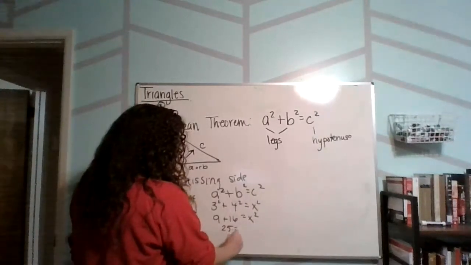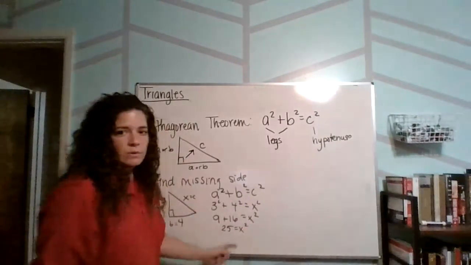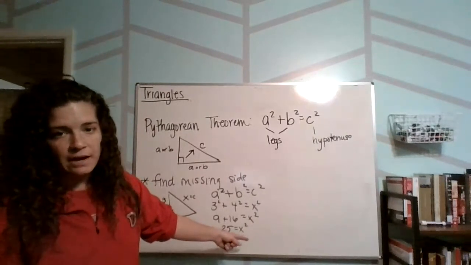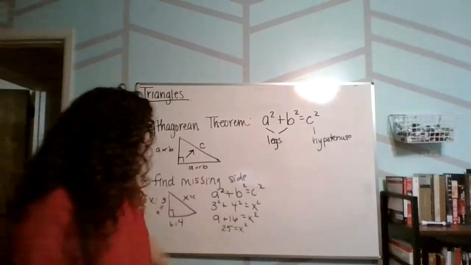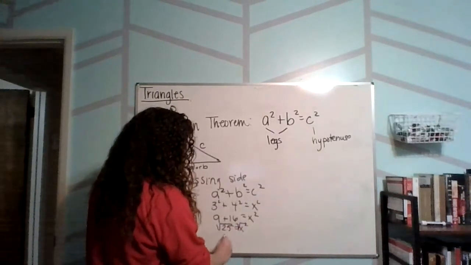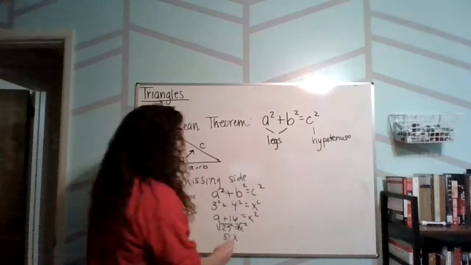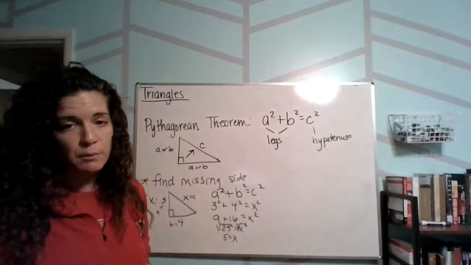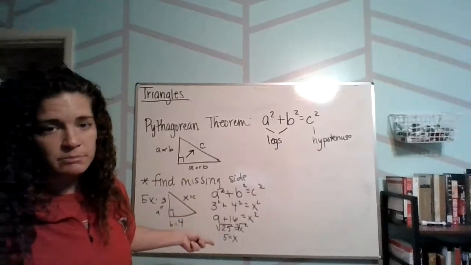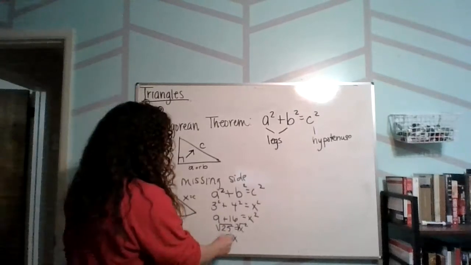So X squared is 25. You can't have an X squared as your answer, you need an X. So the opposite of squaring something is taking the square root. And we know the square root of 25, it's actually plus or minus 5, but the sides of a triangle can't be negative, so it's positive 5. So our side is 5.